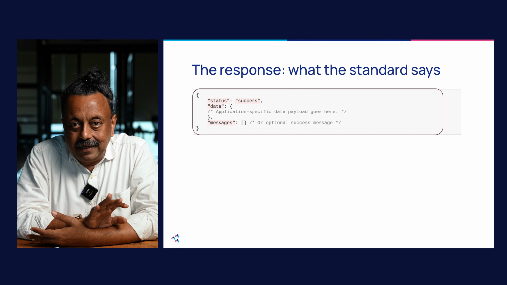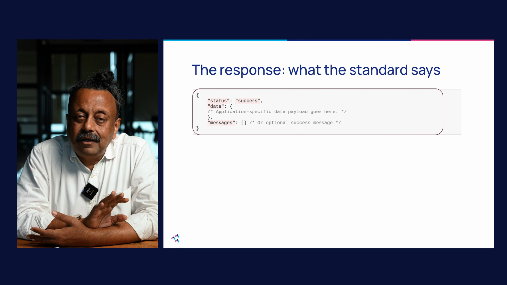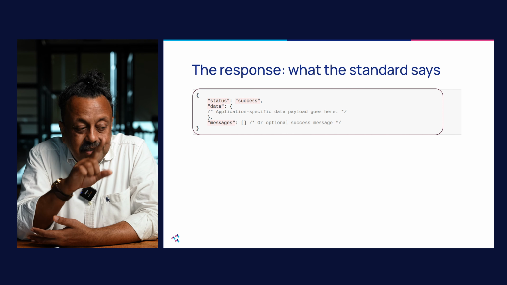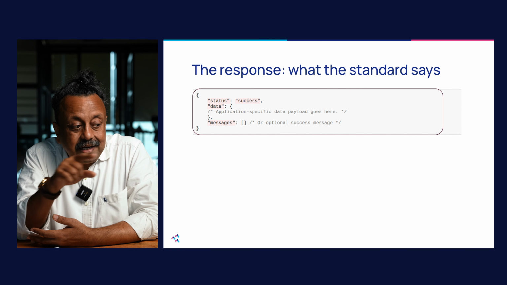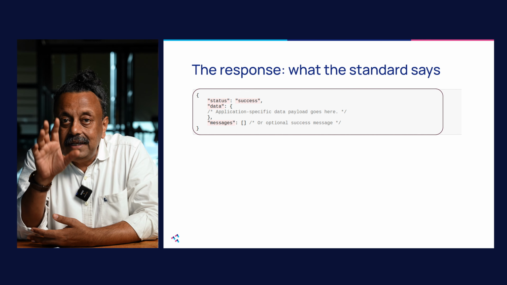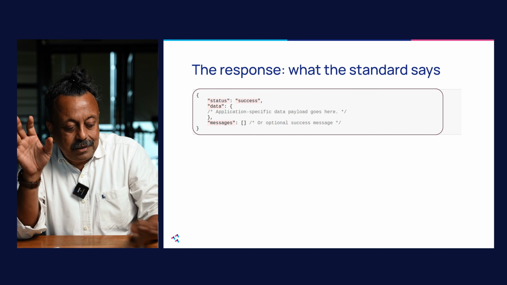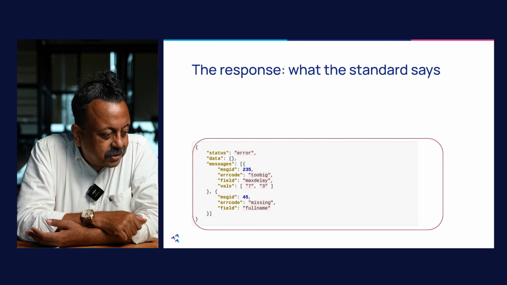Messages is an array. Now, messages is an empty array if the call is successful. If the call fails, which means the status is not success, then the data block will typically be empty and the messages array will be full of error messages. Let us see what that looks like.